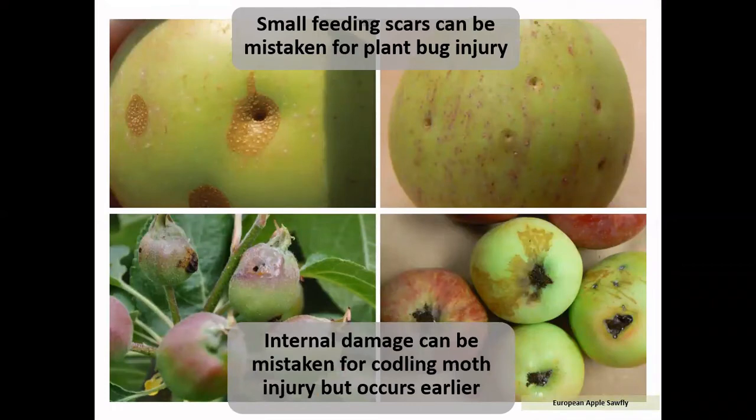So feeding damage can be mistaken for plant bug injury. As you can see here, we're looking at sawfly damage compared to plant bug injury. The feeding holes are actually quite smaller with plant bug, and you tend to have quite a bit of scarring that can occur on the fruit. In terms of the internal damage, I mentioned this before, it's really about timing in terms of being able to differentiate it from codling moth. So the damage from European apple sawfly occurs much earlier in the fruitlet development, as opposed to codling moth, where you'd be seeing it in that later season as the apples mature close to harvest.